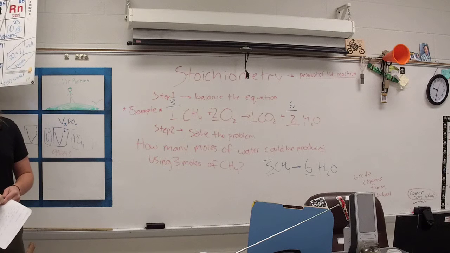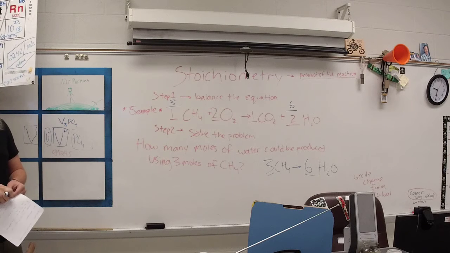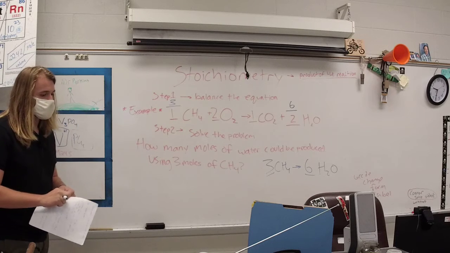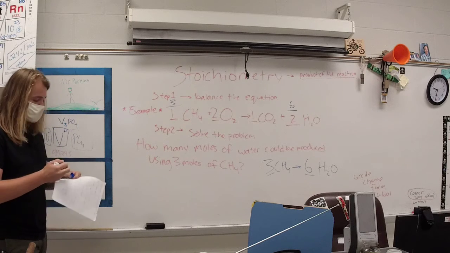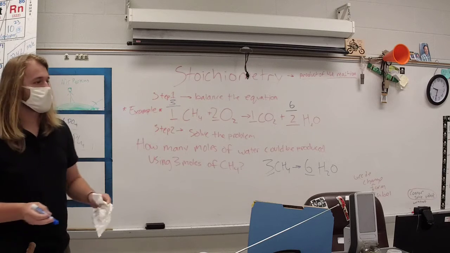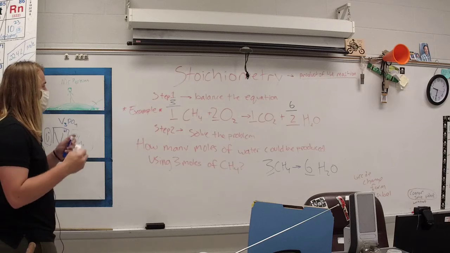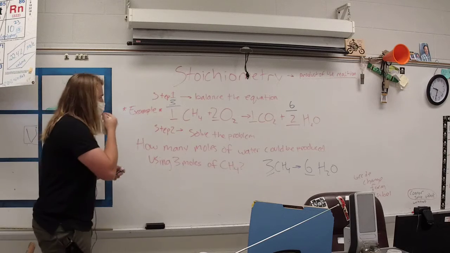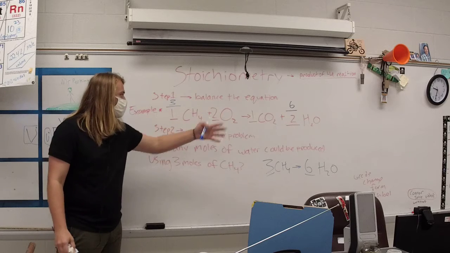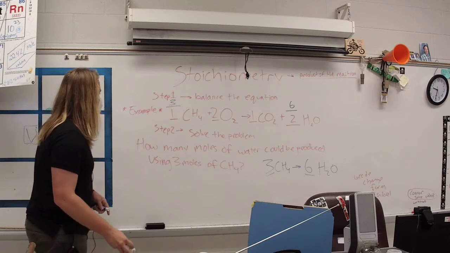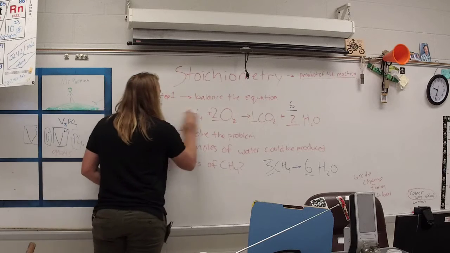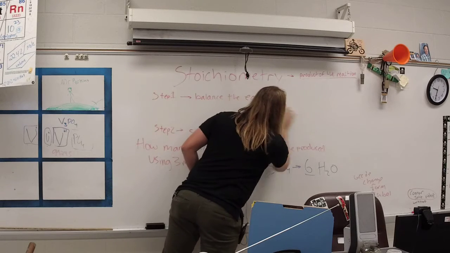Does that make sense? You guys see that right there? 3 CH4 gives us 6 H2O. That's the very basics, the beginning of stoichiometry. We just want to use the mole to calculate the other moles. You use the mole to find the product of the reaction. Let's do one more example, and I'll pass out a worksheet that we can all do together. All right.